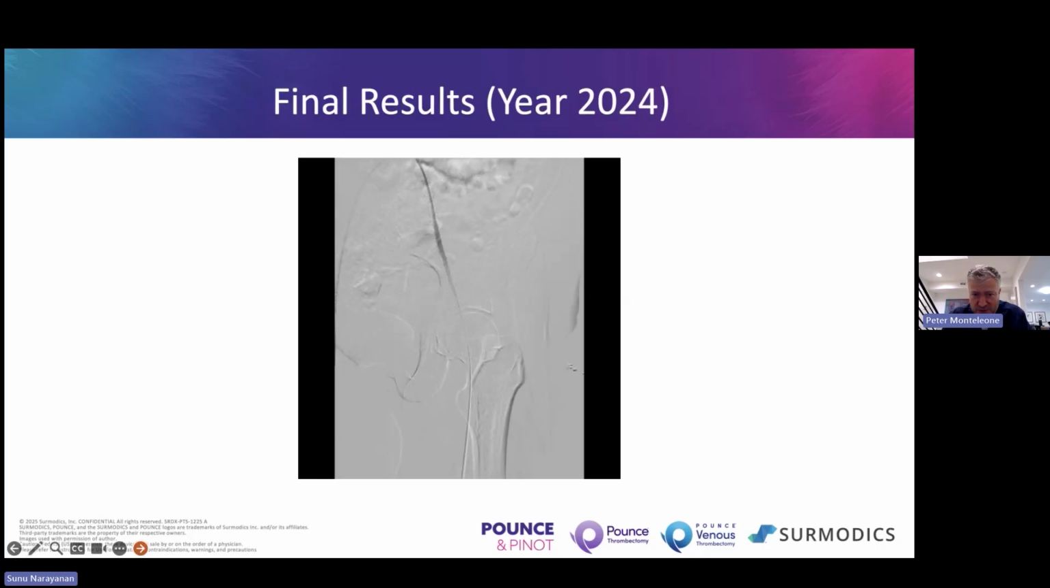The external iliac was fixed like we talked about. We've got good flow into the common femoral and the SFA as well. So let's go to the next slide.